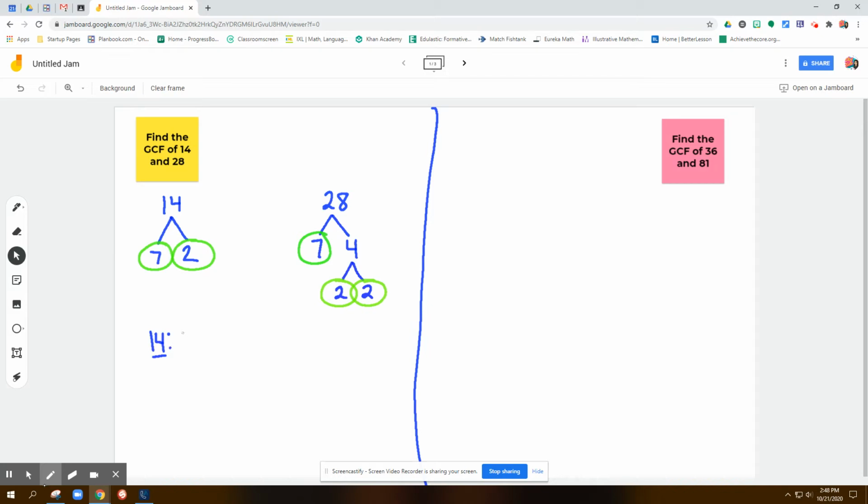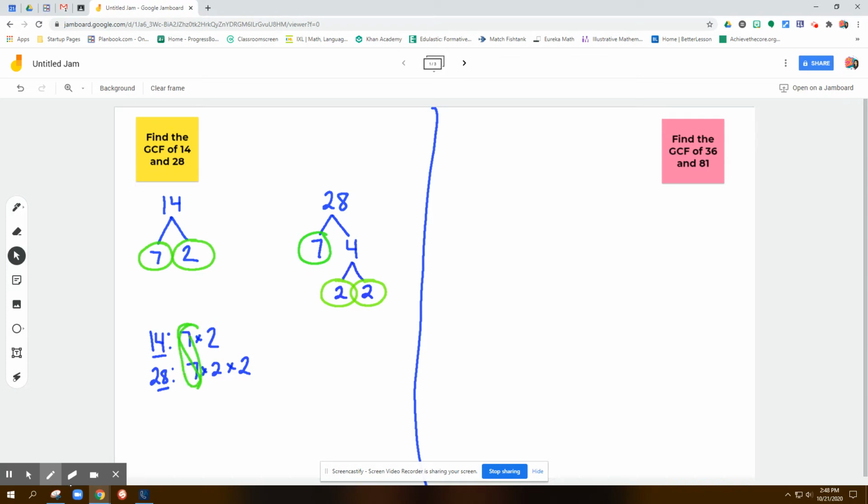So 14 is 7 times 2, and 28 is 7 times 2 times 2. Now I'm not done yet. These are only my prime factors. This isn't my greatest common factor, but I'm going to use them to help me find that. So what's in common between 14 and 28?